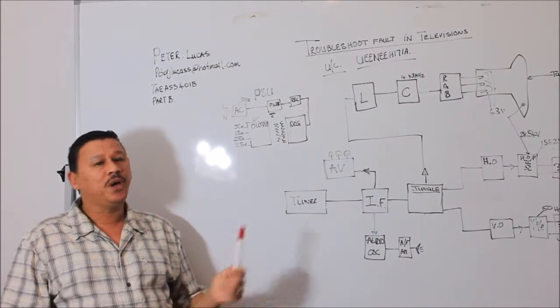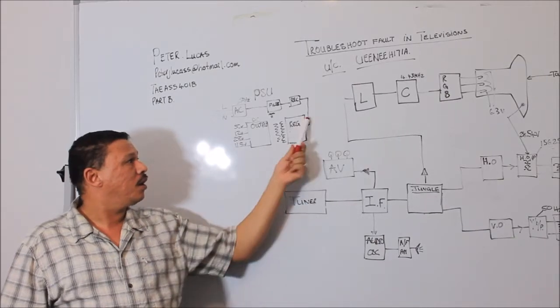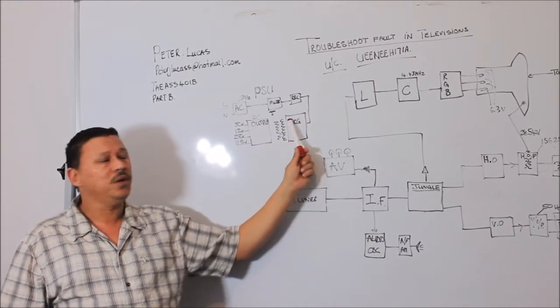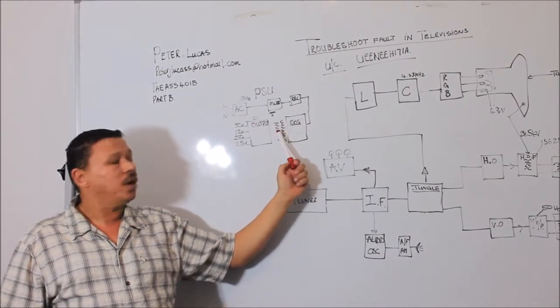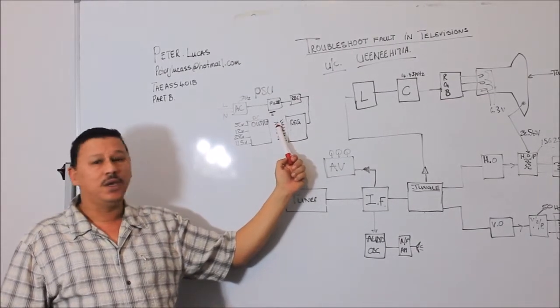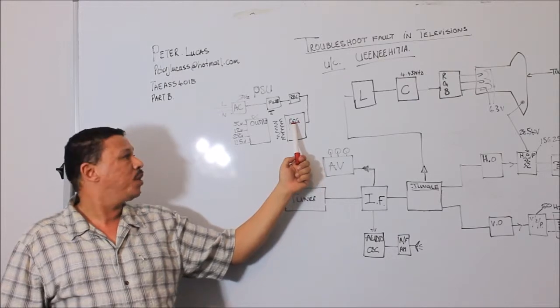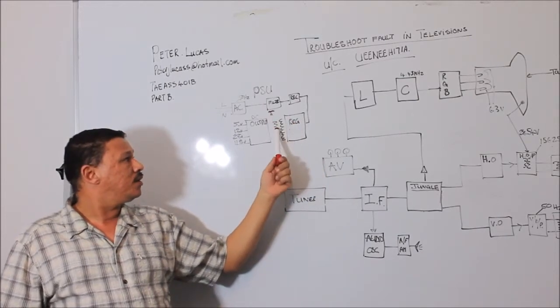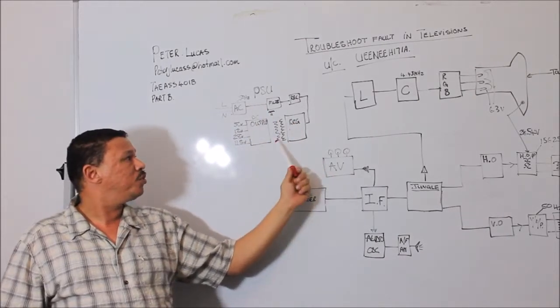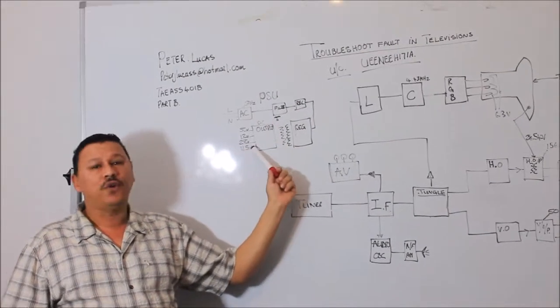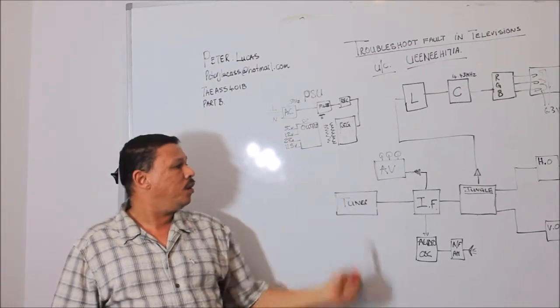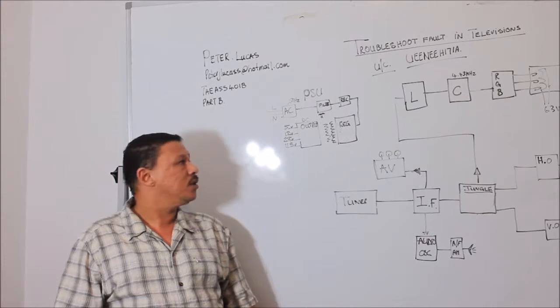In the power supply, you will find that it's actually an isolated power supply, which prevents faults in the secondary side from being carried over to the primary side. The secondary side is responsible then for all the voltages that are required for the different circuits.